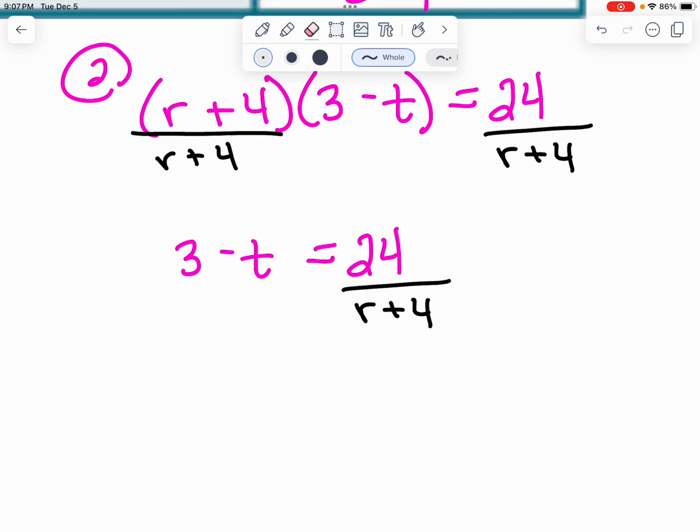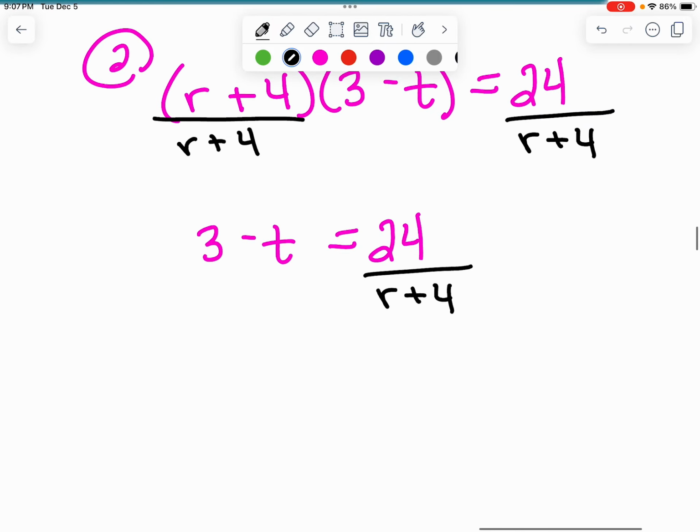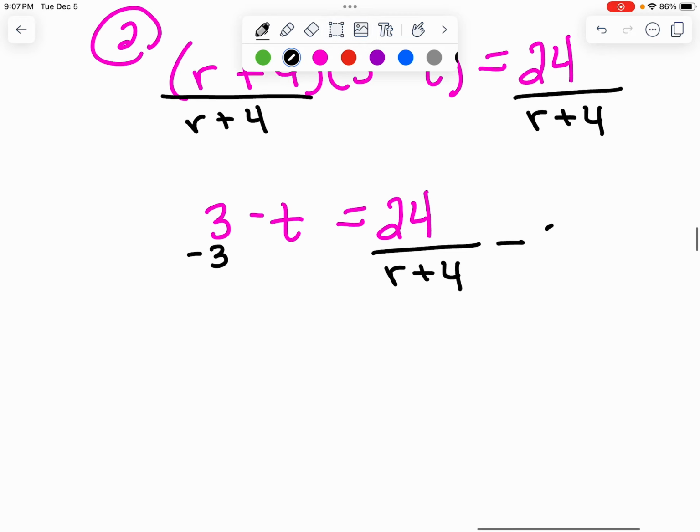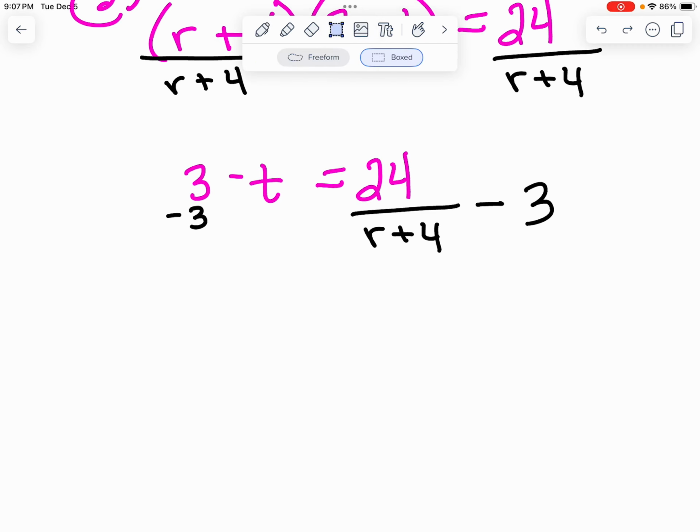How do you get the 3 to the other side? You subtract 3. It's a positive 3, so you subtract 3. So I just put it back here. Some kids do it there. It goes in the back. And that's going to give me this.